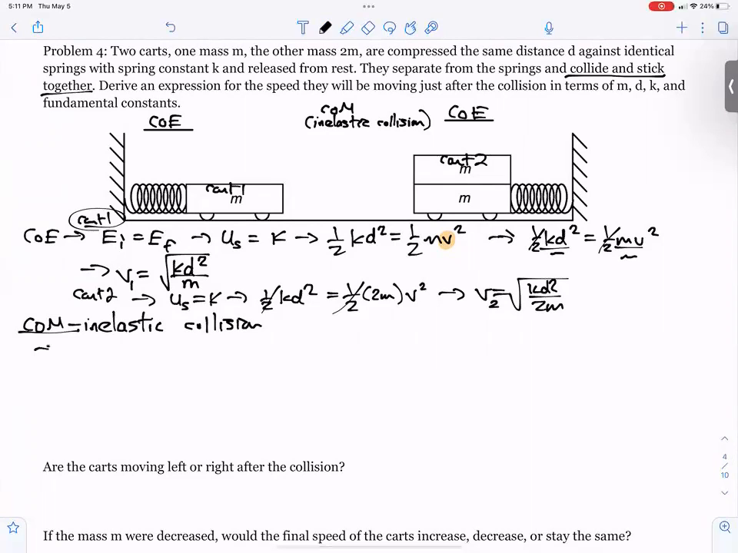Now, the equation would be momentum before the collision equals momentum after the collision. Before the collision, you have two objects moving, m1v1 plus m2v2, equals, and then when they collide, they stick together. So that would be m1 plus m2 times v final.